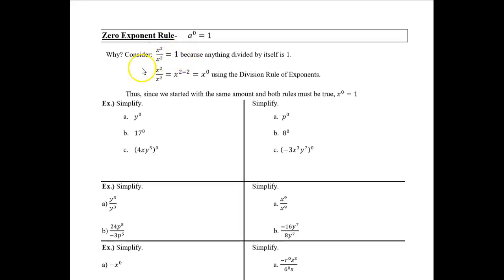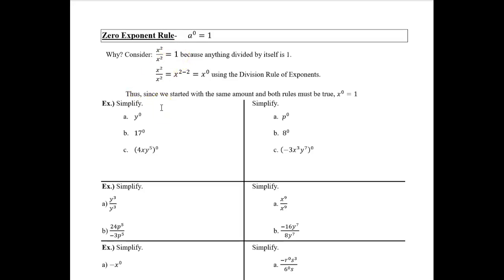But I also learned the quotient rule, which says that if I'm subtracting things with the same base, I can subtract their exponents. So that same problem, x squared divided by x squared, I would subtract 2 minus 2 and get 0. If this has to be true and that has to be true, I started with the same amount, then x to the 0 power has to be equal to 1. So that's where that comes from.